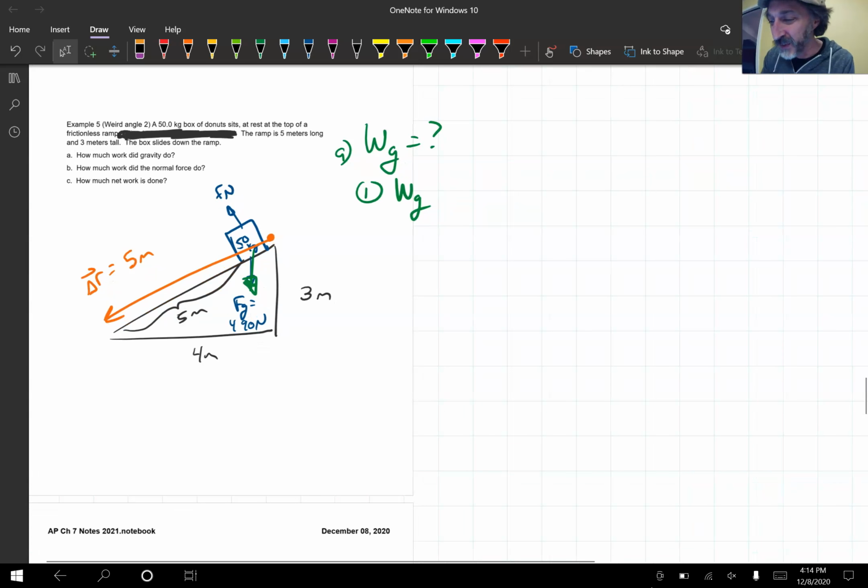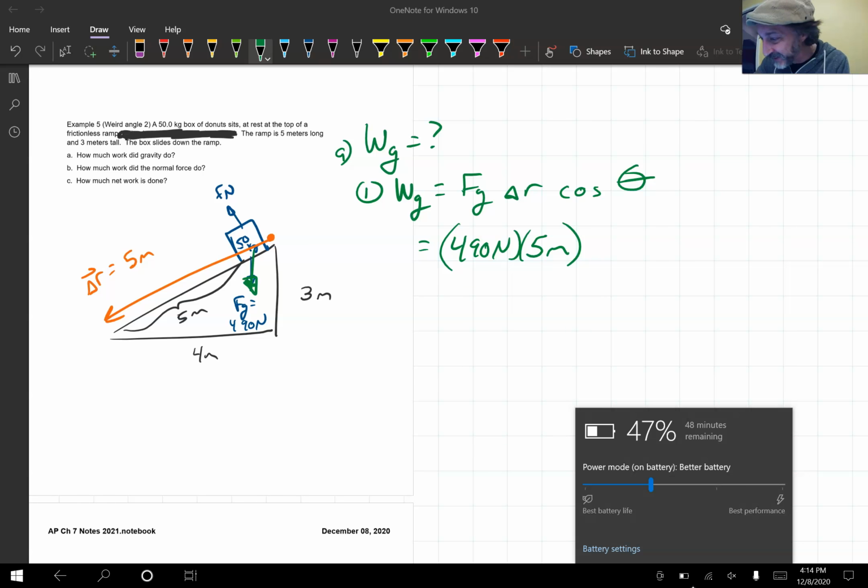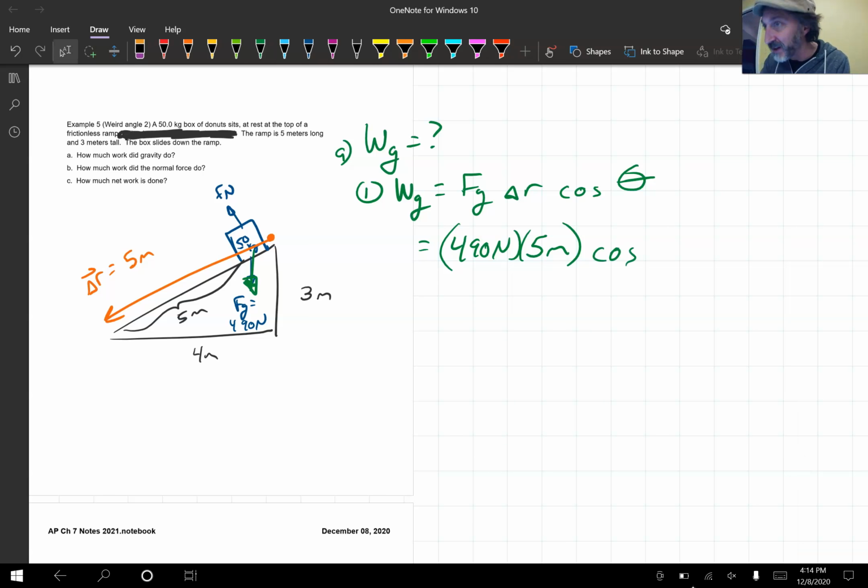There we go. The work done by gravity is force of gravity times displacement times the cosine of the angle between those 2 vectors. So my force of gravity, I already know, is 490. My displacement is 5 meters, times the cosine of some angle. And remember, that angle is the angle between our force and our displacement vectors.